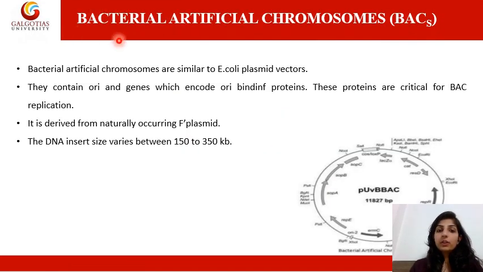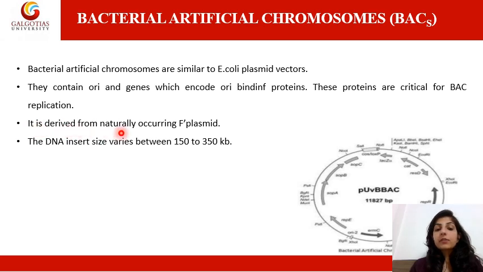In this particular lecture, we will discuss what restriction endonucleases are and how they perform their action. If we talk about BACs, that is bacterial artificial chromosomes, they are similar to Escherichia coli plasmid vectors. This is the structure of a BAC. They contain ORI, that is the origin of replication, and genes which encode Ori and BindF proteins. These proteins are critical for BAC replication.